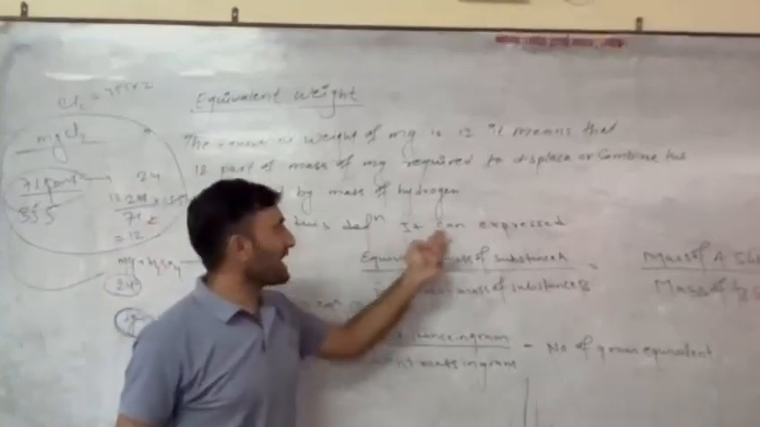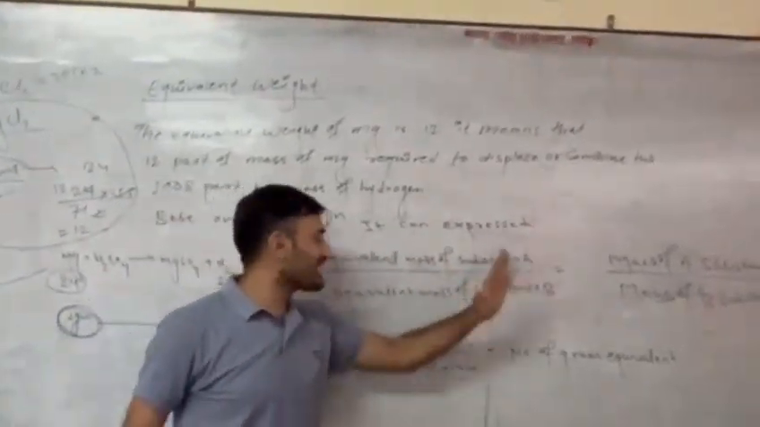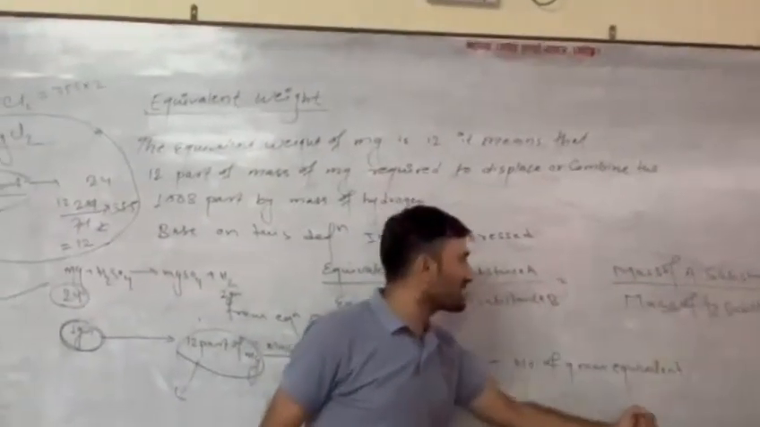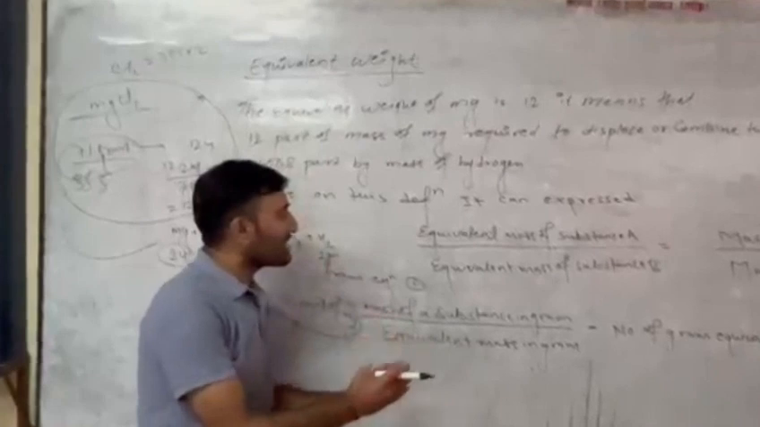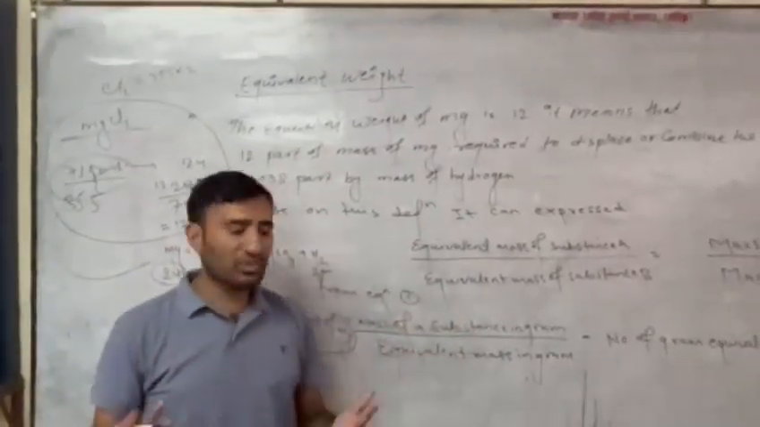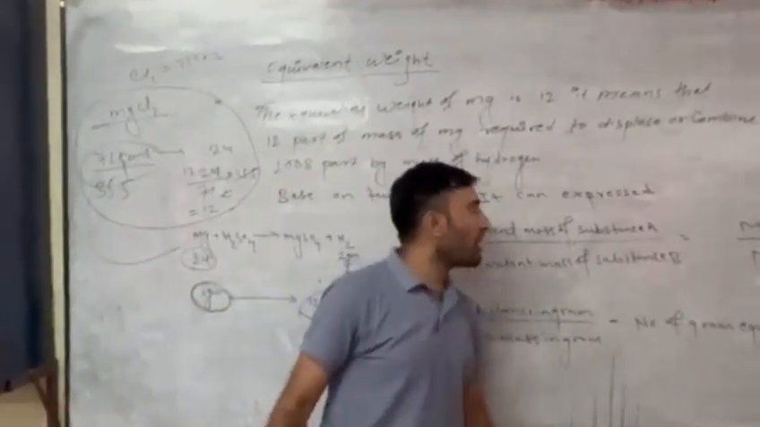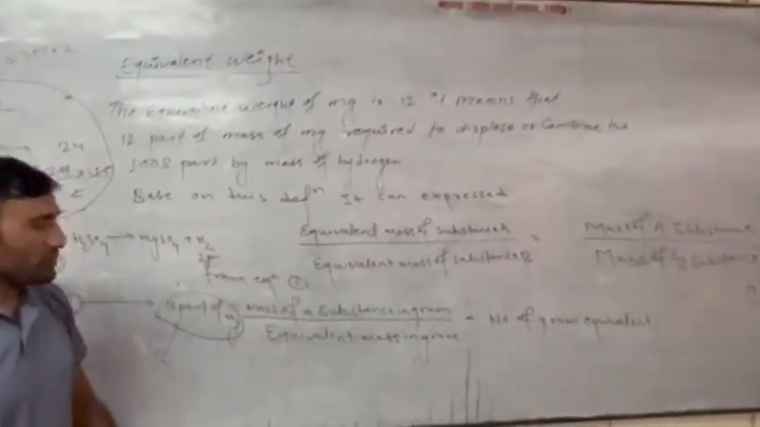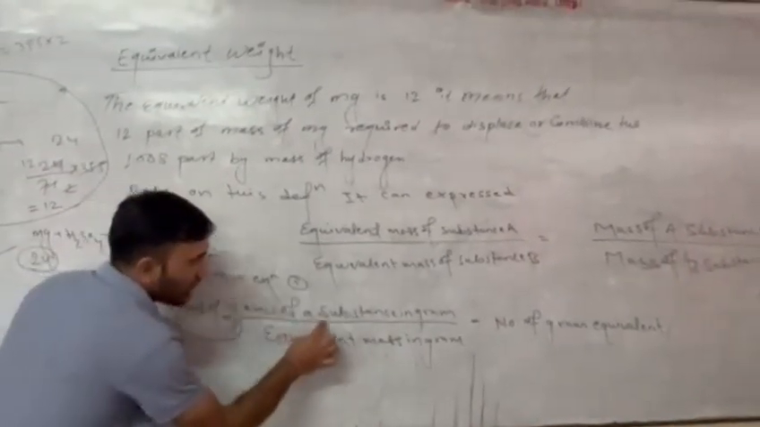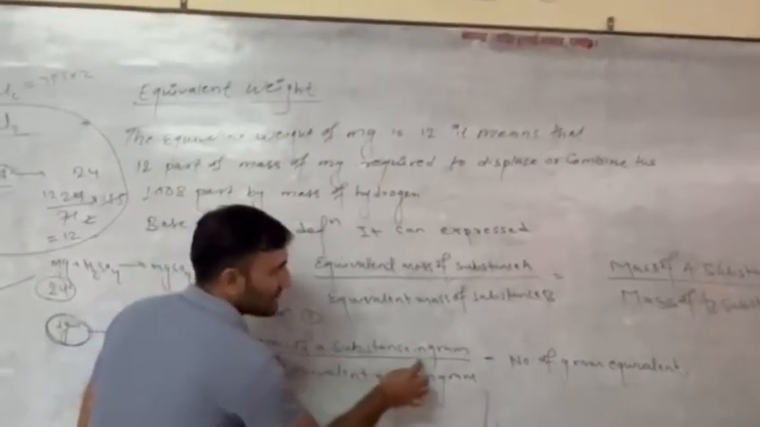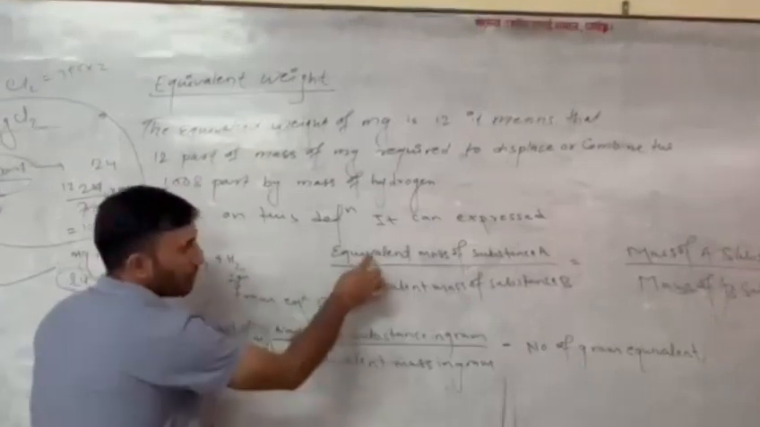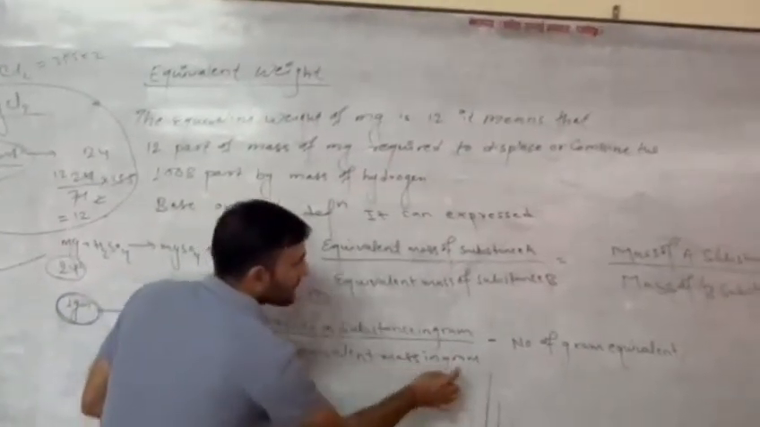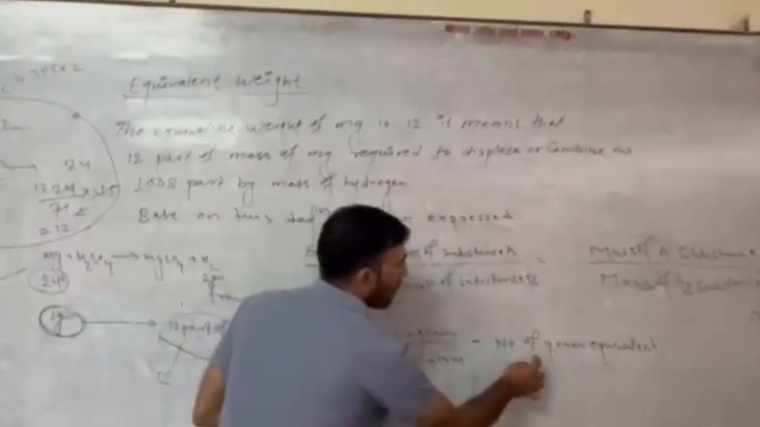According to this definition, it can be expressed that the equivalent mass of substance A to the equivalent mass of substance B equals the mass of substance A to the mass of substance B. That is, the ratio of equivalent masses of A and B equals the ratio of masses of A and B. From equation 1, mass of substance in gram upon equivalent mass in gram equals the number of gram equivalents.